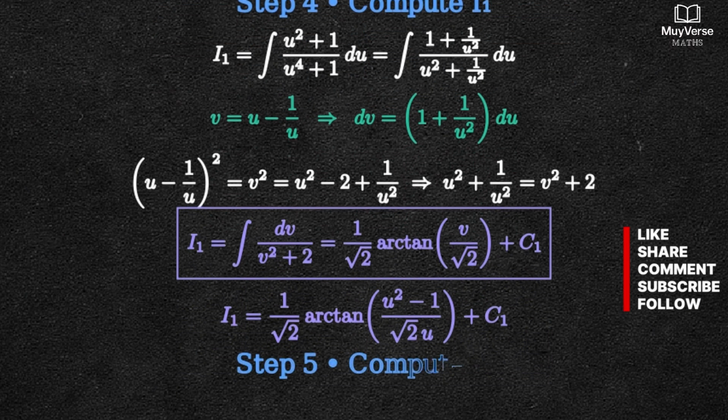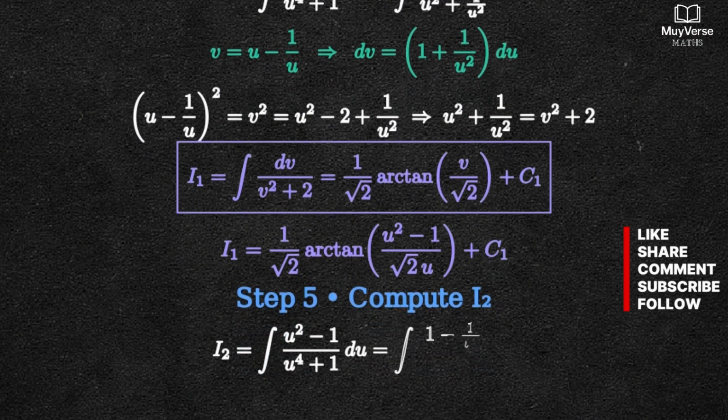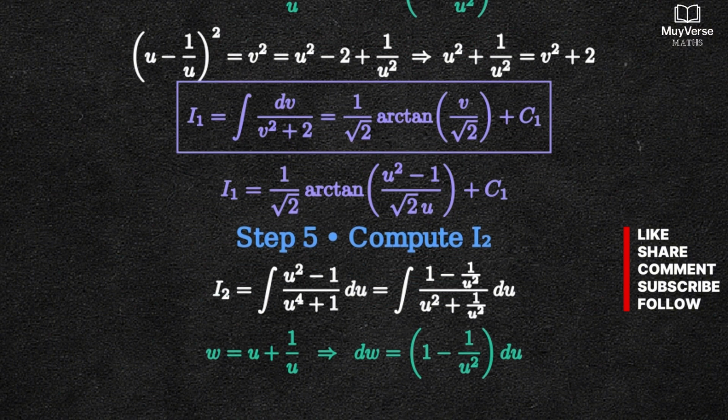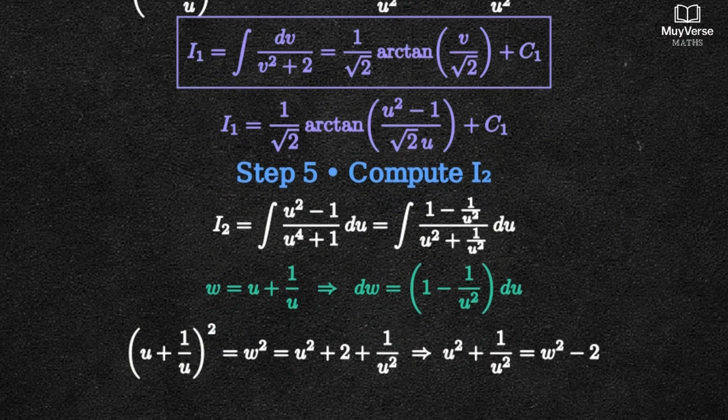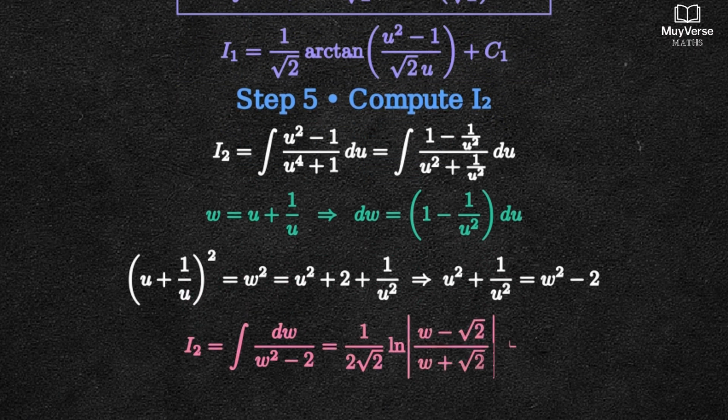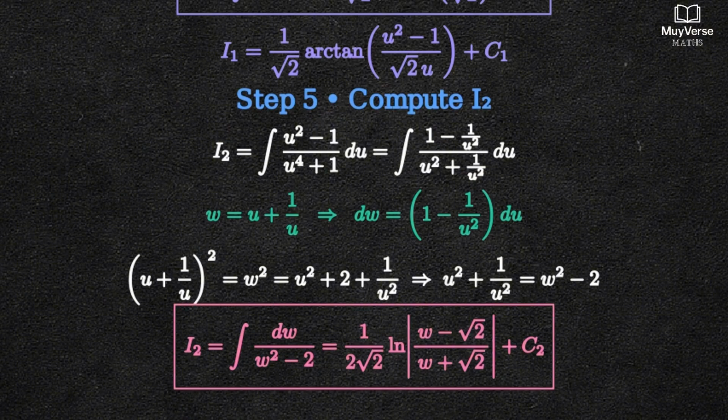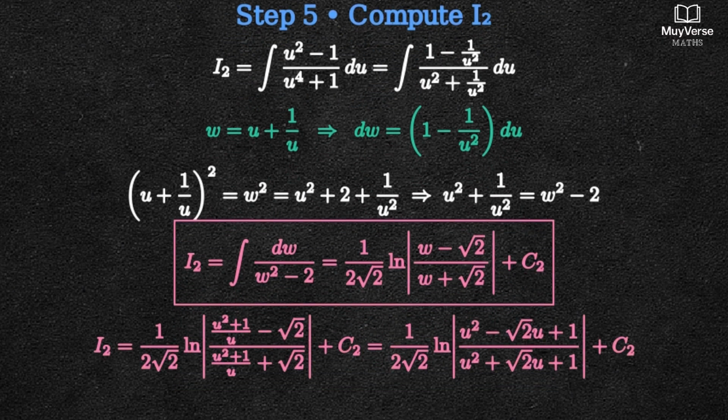Step 5. Evaluate I2. Again divide numerator and denominator by u squared. Let w equal u plus 1 over u, so dw equals 1 minus 1 over u squared du. Then u squared plus 1 over u squared equals w squared minus 2. So I2 equals the integral of dw over w squared minus 2, which equals 1 over 2 square root 2 times the natural log of the absolute value of w minus square root 2 over w plus square root 2 plus a constant. Back substitute to write I2 in terms of u.